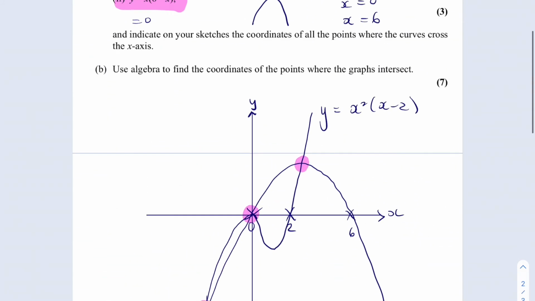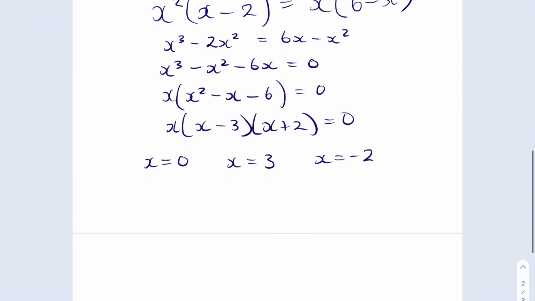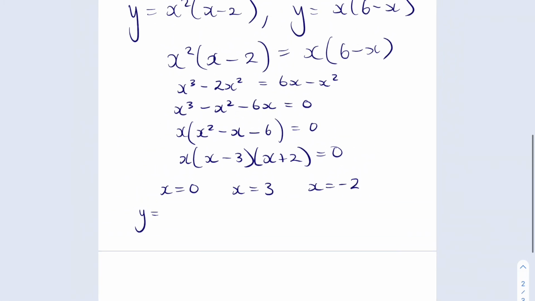So the question says use algebra to find the coordinates of the points. So we've got the x values. Now we need the y values, and I'm going to use the quadratic. I'll put my x values in there because it's easier than using the cubic. So y would be equal to 0 times 6 minus 0, which is still 0. 3 times 6 minus 3, which is 3 times 3, which is 9. And minus 2 times 6 minus minus 2, so minus 2 times 8 is minus 16.